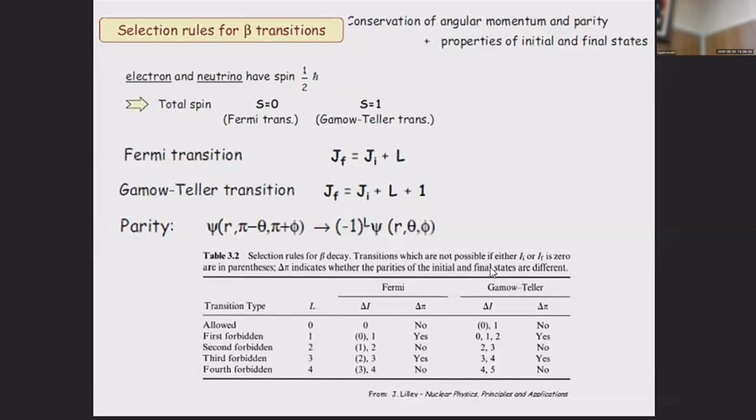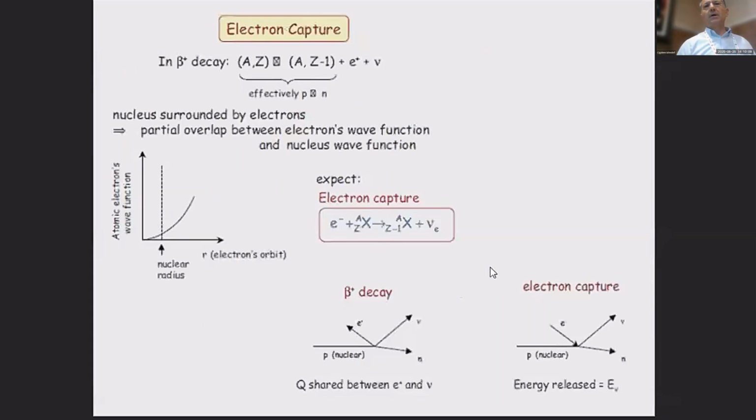As you know, the electron is a fermion with spin 1/2 h bar. Therefore, it should obey the Pauli principle. The parity also changes, and these are, you see, allowed and forbidden transition states for different L values given. Therefore, this is for Fermi and Gamow-Teller transitions. These are important for future applications of electron or beta decay.